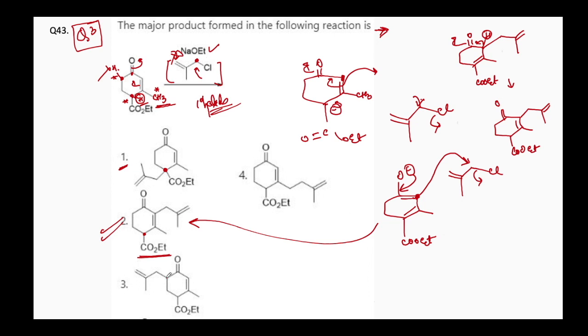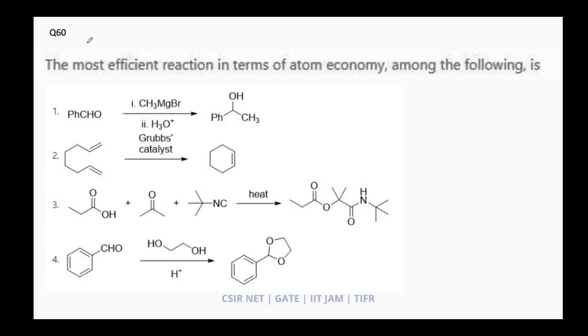Very, very important. This hydrogen is not acidic, and obviously the methyl hydrogen is absolutely least acidic. Okay, so this proton is removed, but the attack is taking place over here because of conjugation. Very, very important. Next good question, guys. The most efficient reaction in terms of atom economy among the following is? Yes, so this is our fourth question.